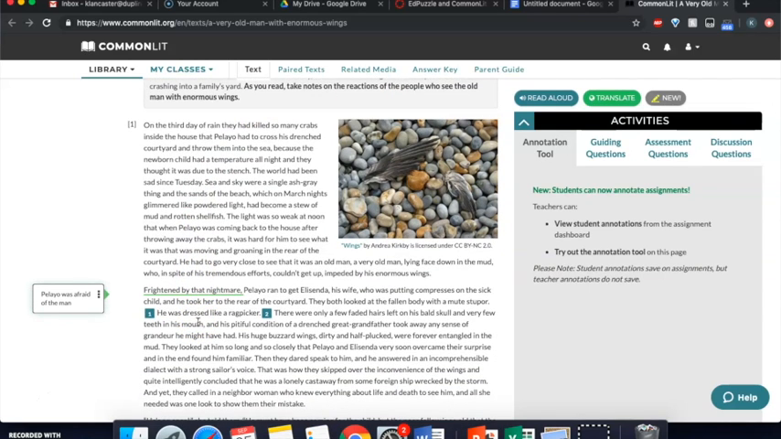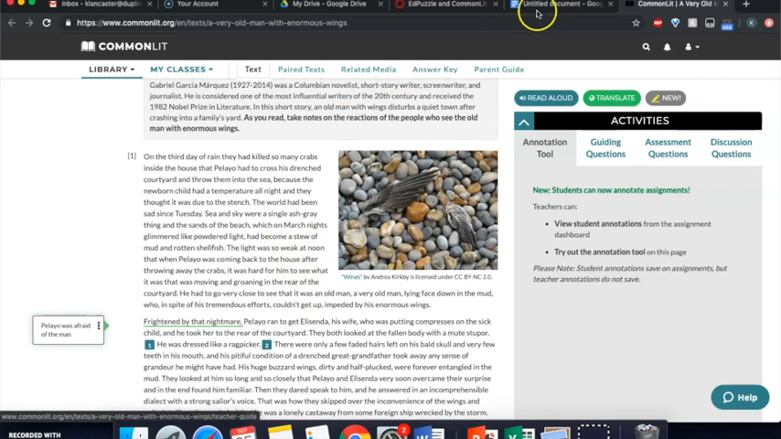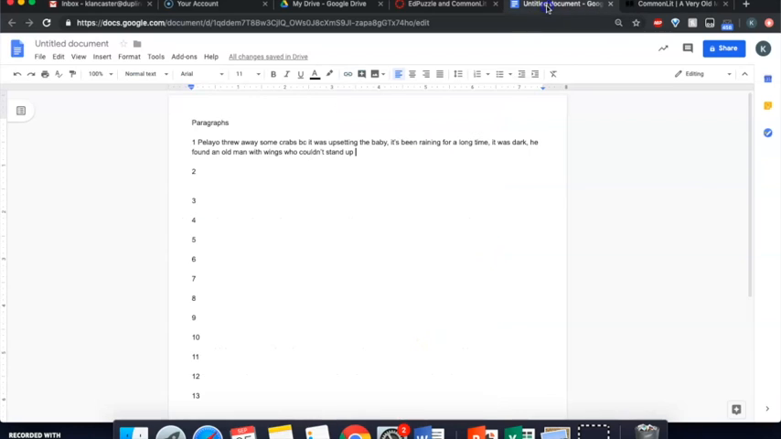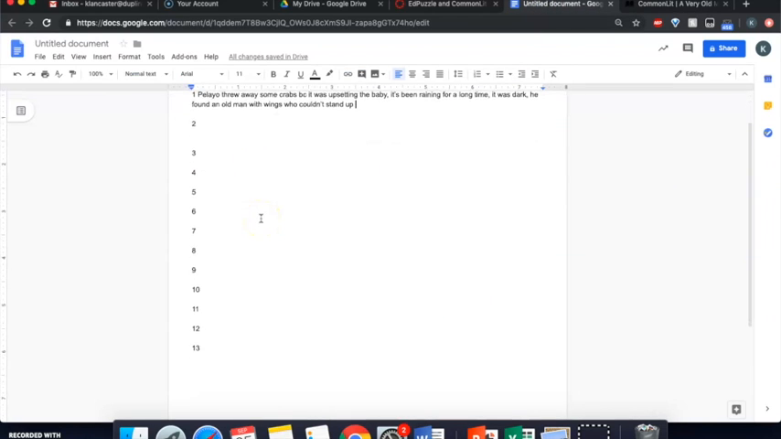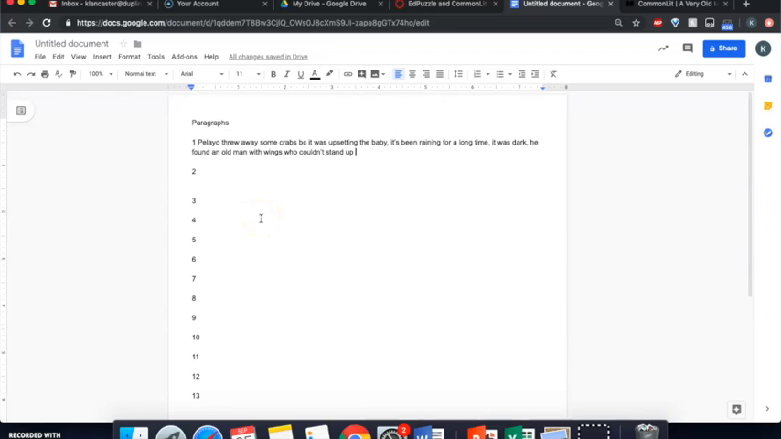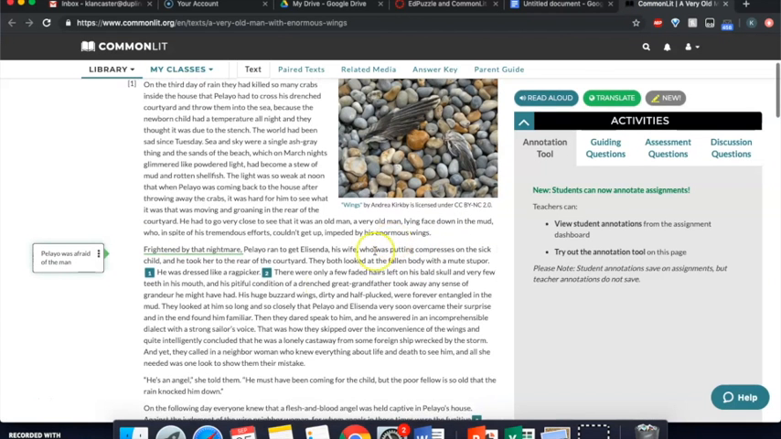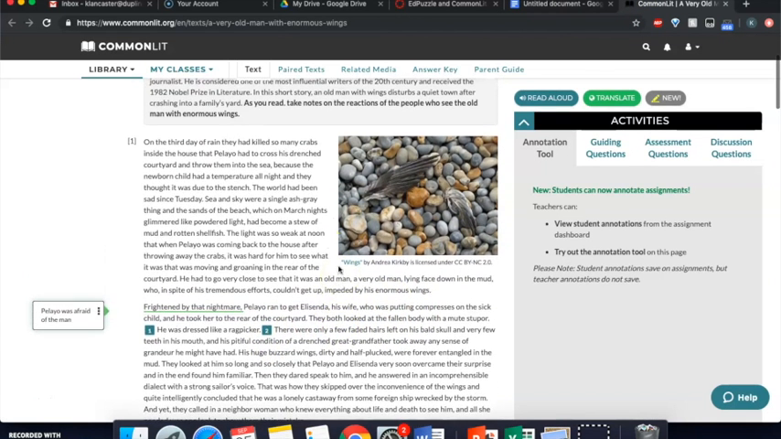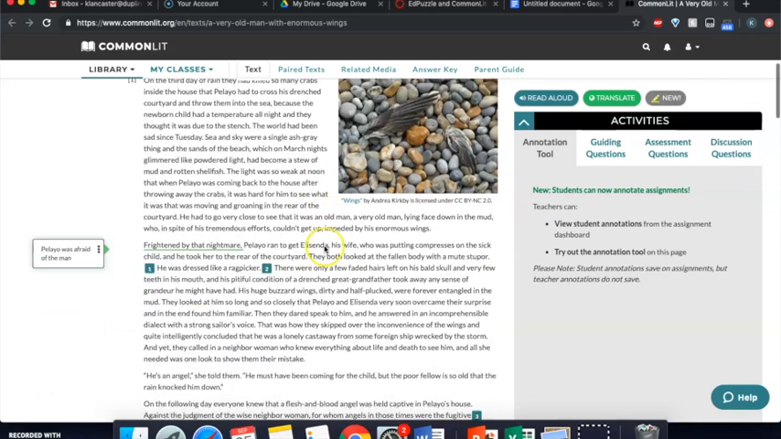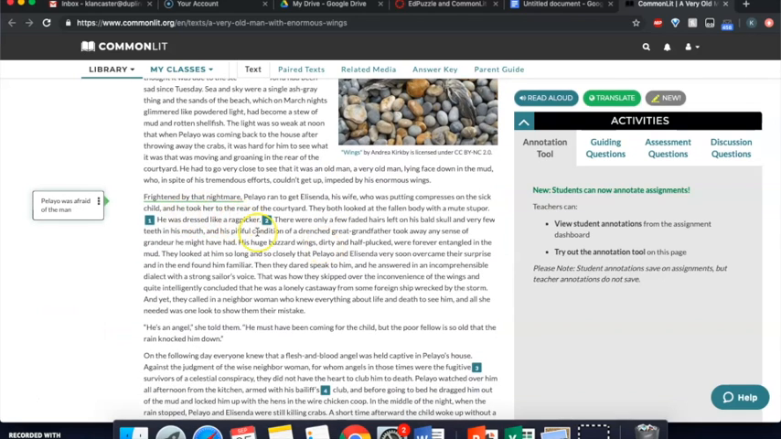To summarize, as you read through this story, I want you to road map the paragraphs. You can skip paragraph 1 because I've already done it for you, but starting with paragraph 2, I need you to road map the rest of them. There should be 12 more. Once again, you'll be writing on paper rather than in a Google Doc because paper is what you will have on the exam. At the same time, I want you to annotate for the reactions of the people who see the old man with the enormous wings.